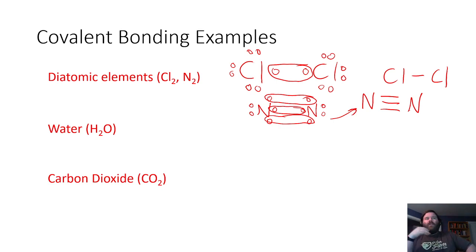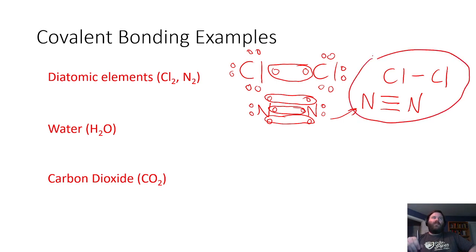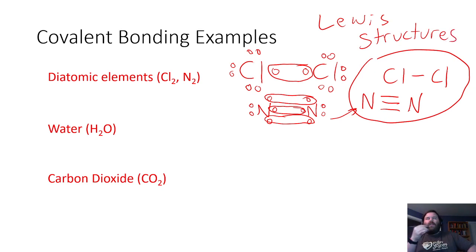Alright, the mechanisms by which you need to figure this out or be able to draw these, you don't necessarily have to worry about that, but just recognize that these are called Lewis structures. If you see these, they are covalent bonds. That's basically what you need to know.